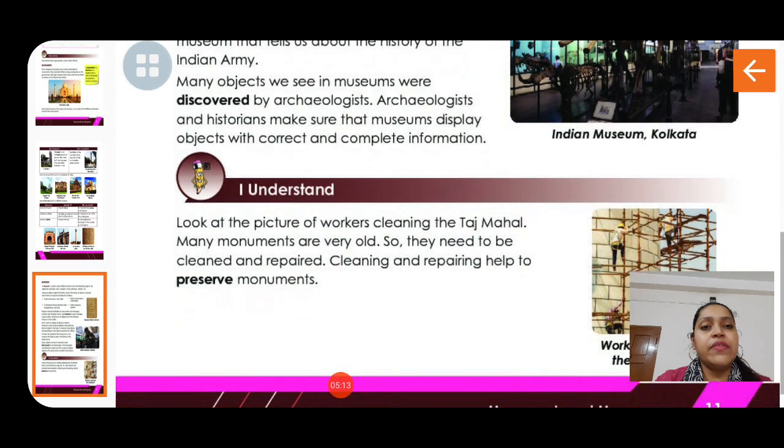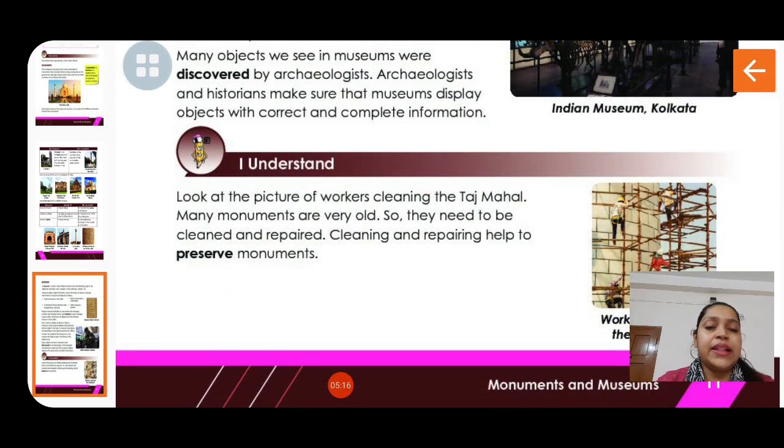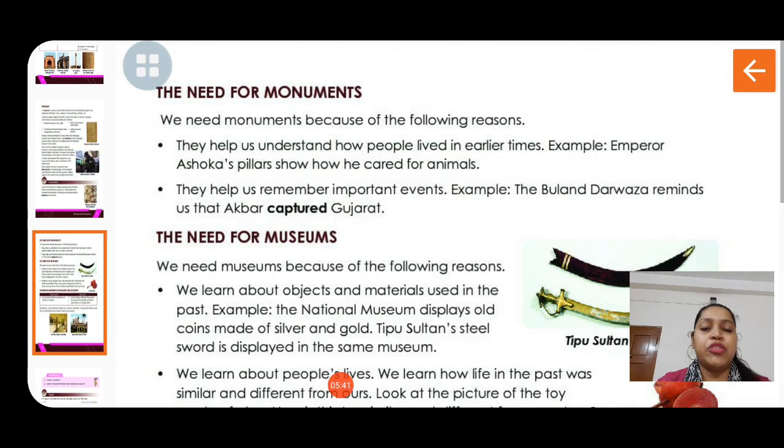Then children, we come to the topic that monuments need to be cleaned and repaired in order to preserve them, because monuments are built very long ago. So in order to preserve them, so that our future generations can also see them, monuments need to be maintained, and for that they need to be cleaned and repaired. Okay children, so next we come to the topic that is need for monuments and the need for museums. Why are monuments needed and why are museums needed?